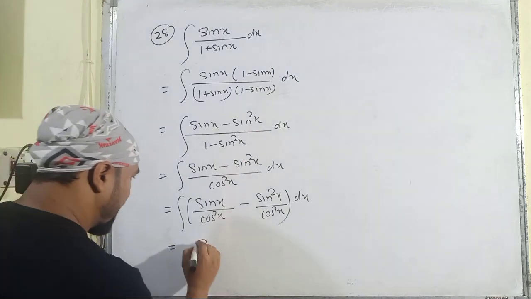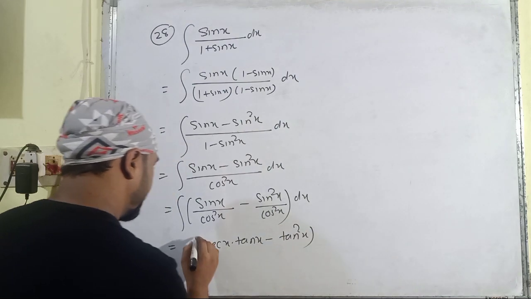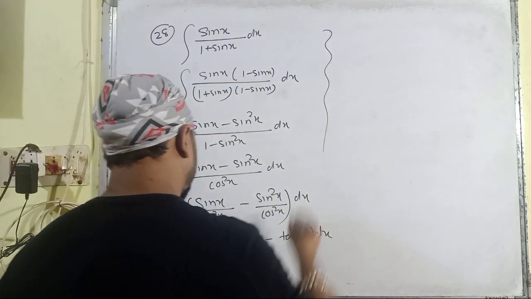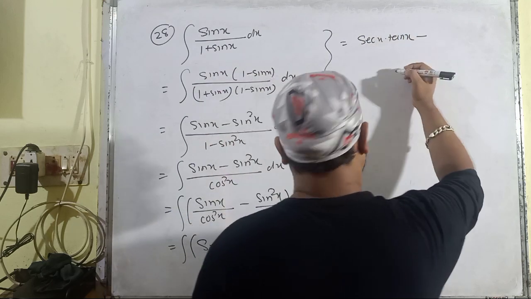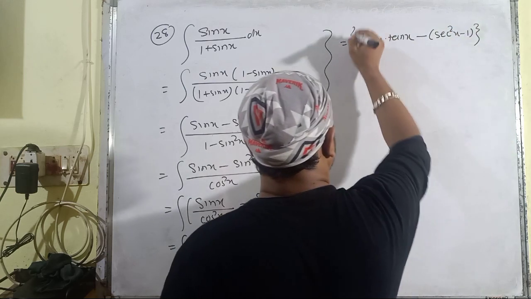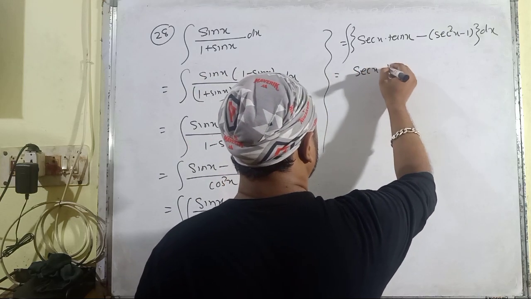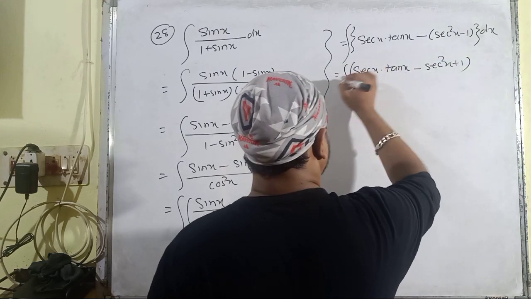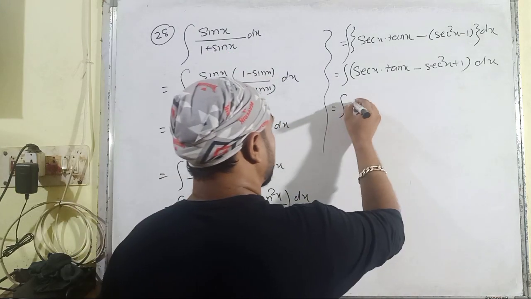Then this will be sec x into tan x minus tan square x, and we have to integrate this with respect to x. Then it will be sec x into tan x minus, in place of tan square x we have to write down sec square x minus 1, and its integral with respect to x. So it will be sec x into tan x minus sec square x plus 1 and its integral with respect to x. Then we have to separate the functions or integrals.